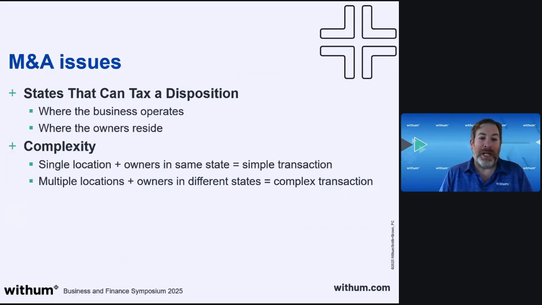So if I have a single location and I live in the same state where my single location is, ultimately that becomes a very simple transaction. I own a 7-Eleven. That 7-Eleven is on the corner in New Jersey. I reside in New Jersey. That transaction can only be taxed in New Jersey. But as soon as I have multiple locations and customers in multiple states and owners in different states, you get to a very complex transaction very quickly. So moving to the next slide.